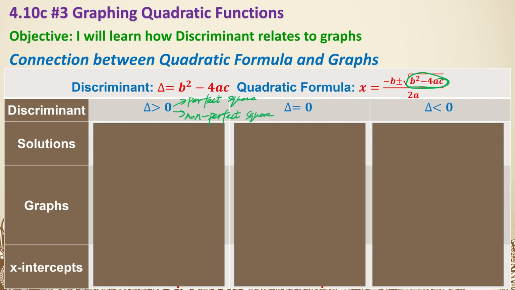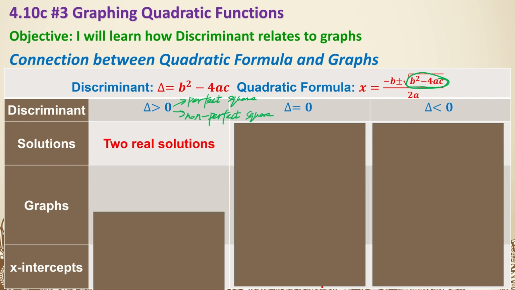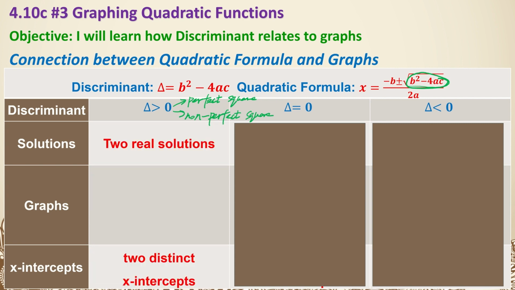In here, they're both greater than 0. So when that b squared minus 4ac is greater than 0, the square root part gives us an actual number, so we have 2 real solutions. When we learned about equations, the 2 real solutions were either 2 rational solutions or 2 irrational solutions. And of course, because there are 2 solutions, they correspond to 2 x-intercepts, and they're 2 distinct x-intercepts.